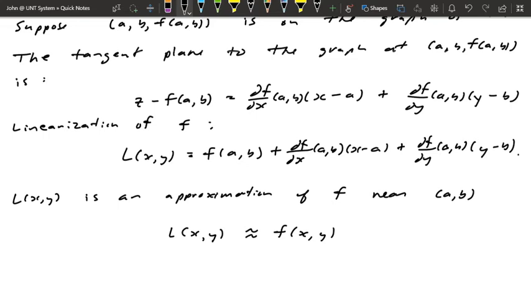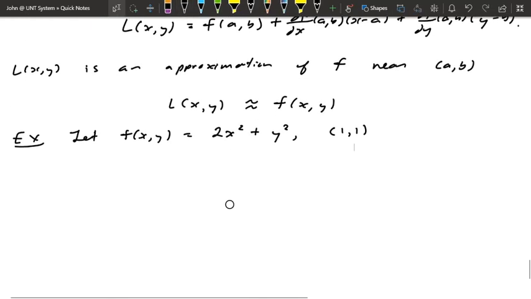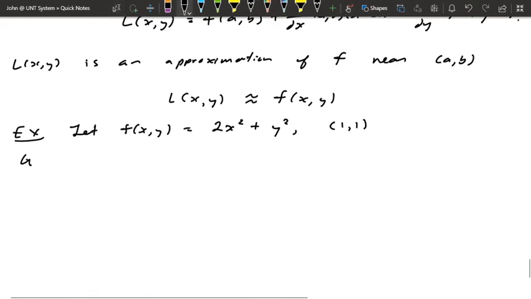Okay, let's do an example of computing these things. So let's consider a particular function, which is f of x,y equals 2x squared plus y squared. And in this case, we are interested in a particular point, (1, 1). So the graph of this function would be described by the equation z equals 2x squared plus y squared.